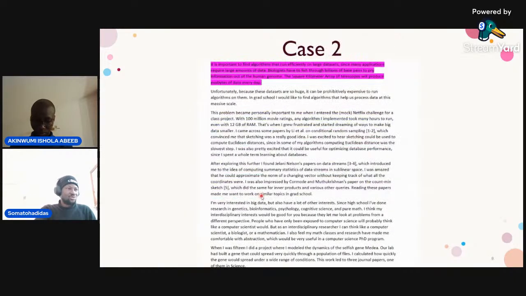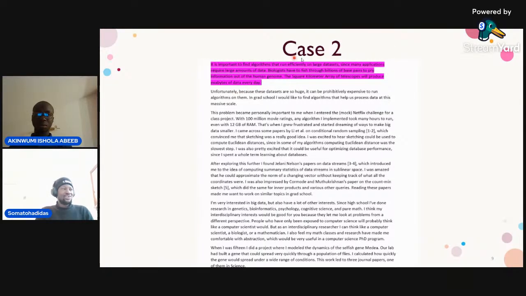So the next one is another case study. I think I've shared it on ISL before. It is another person who gained admission to study computer science at Stanford, and I think you can get it on ISF. The person started with: it is important to find algorithms that run efficiently on large data sets. Since many applications require large amounts of data, biologists have to fish through billions of base pairs to pry information out of the human genome. The Square Kilometre Array telescope will provide exabytes of data every day.